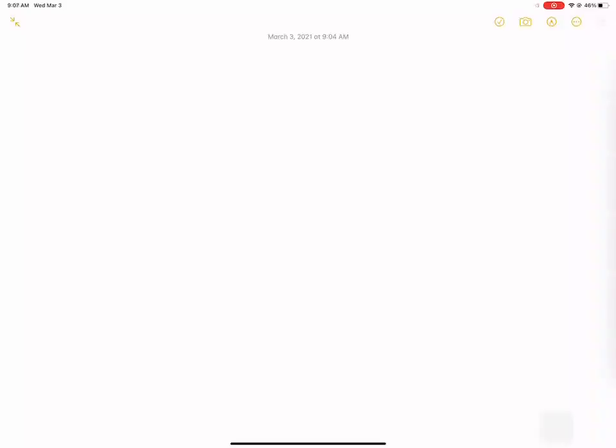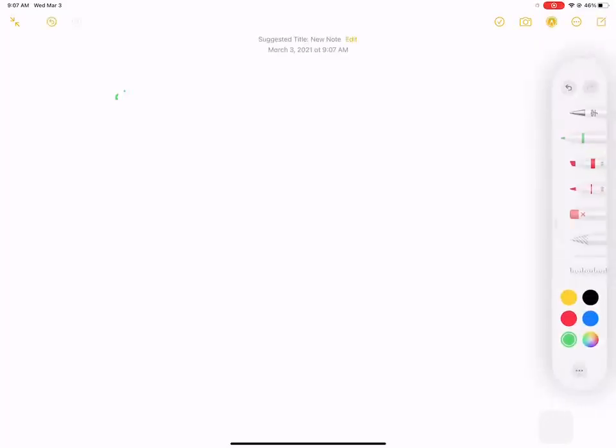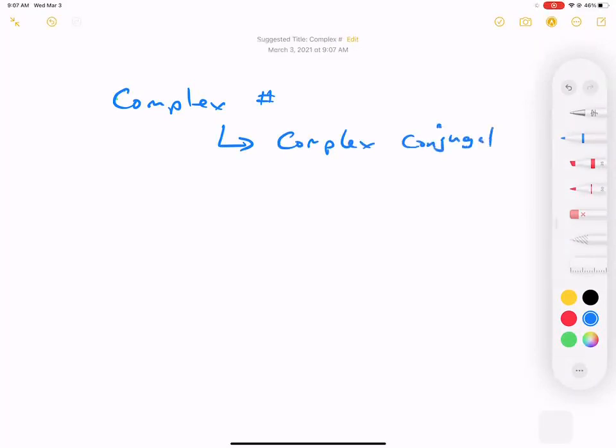We're going to work on imaginary numbers. We're going to call them complex conjugates today. So, complex numbers. And we're going to lead us to say complex conjugates. Okay, complex conjugates. That's where it's going to lead us into.